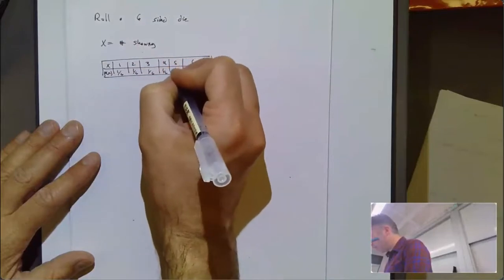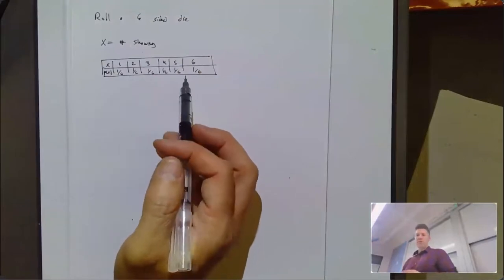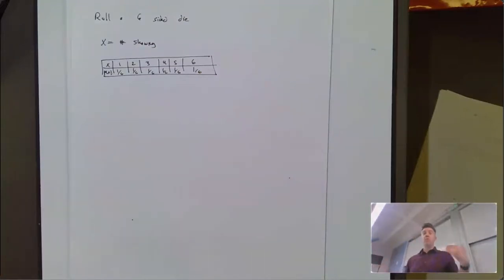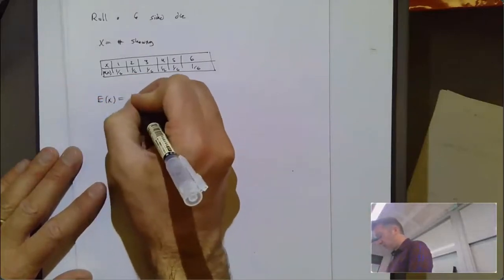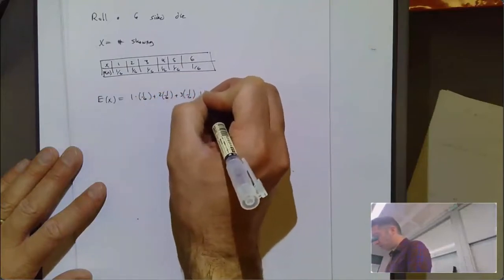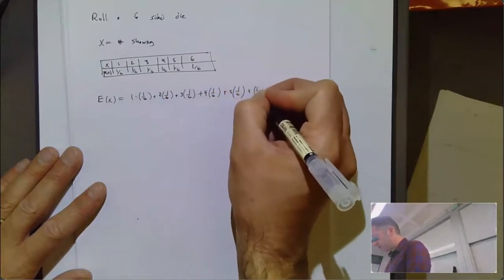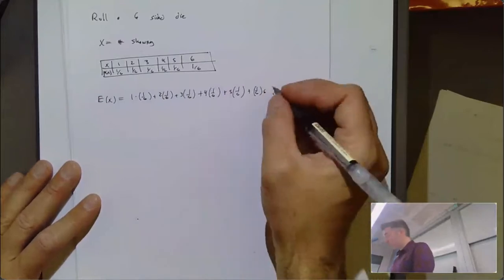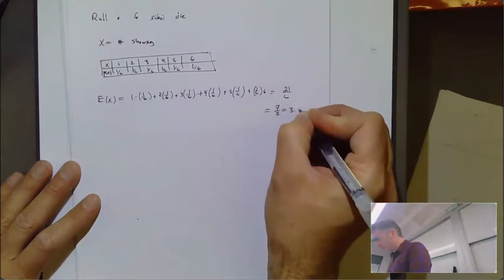If you ever have to complete these tables, the things to remember are: 1, all the probabilities have to be greater than or equal to 0. Usually they're not 0, because if they were 0, you wouldn't include them. And 2, all the probabilities have to add up to 1. So if I want to find the expected value of my die roll, it's going to be 1 times 1/6 plus 2 times 1/6 plus 3 times 1/6, plus 4 times 1/6, plus 5 times 1/6, plus 6 times 1/6. And if I add that up, 1 plus 2 plus 3 plus 4 plus 5 plus 6 is 21. So it ends up being 21/6, which reduces to 7/2, which is 3.5.